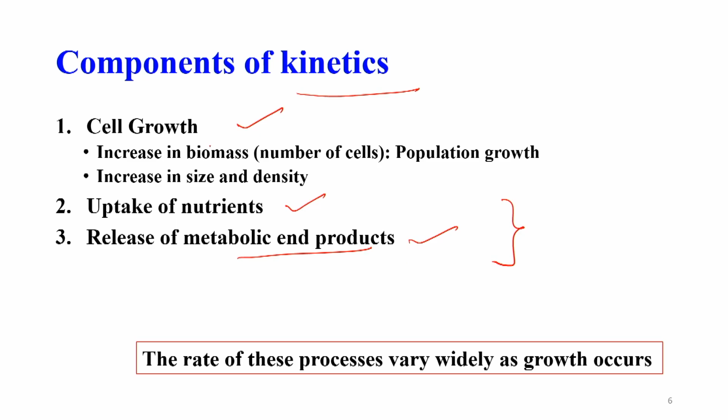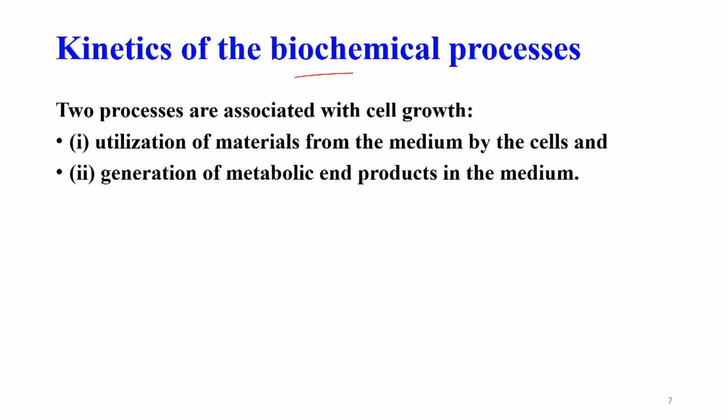Now, cell growth, as we have discussed, can be an increase in the number of cells, that is called population growth, or an increase in size and density. The rate of these processes varies widely as growth occurs. Depending on the cell growth, these two processes, substrate utilization and product formation, are affected. If you see the biochemical processes, mainly you have utilization of material from the medium by the cell and generation of metabolic end products in the medium. So, these two processes are also associated with cell growth.